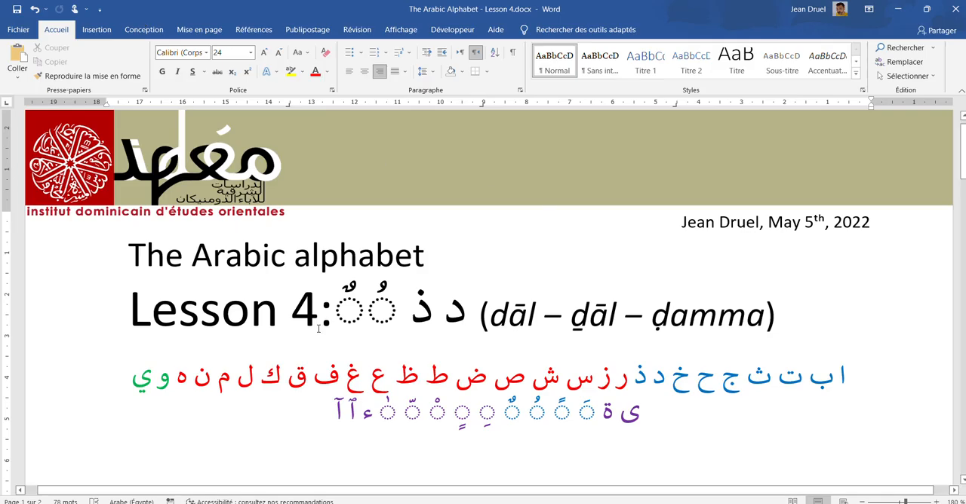Hello and welcome to lesson 4 of the Arabic alphabet. So today we're learning 2 more consonants and 2 more vowels.